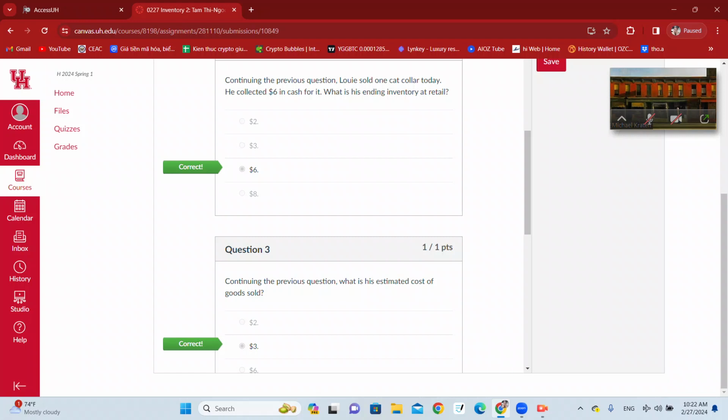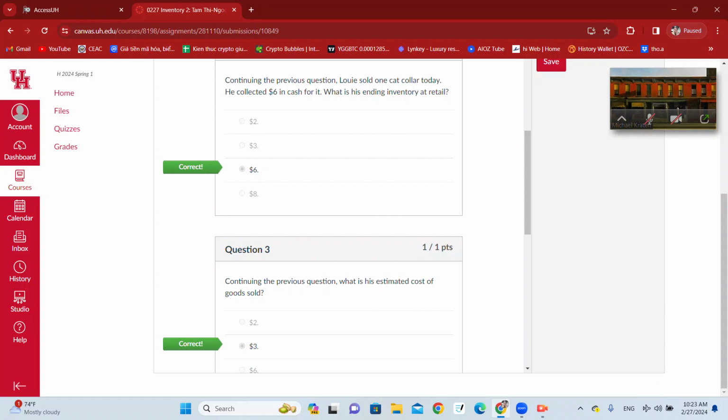In terms of what I did ask, first question, what is that cost to retail percentage? 6 divided by 12, 50%. What is ending inventory retail value? Well, goods available for sale at retail value is 12, minus cash collections of 6 for what I did sell, equals ending inventory at retail of 6 for what I didn't sell.